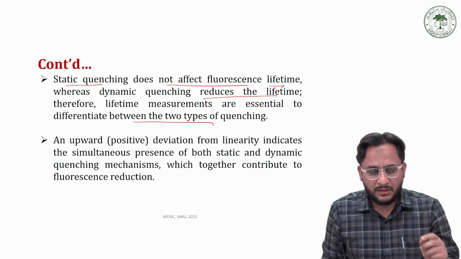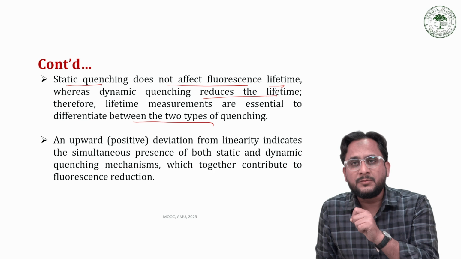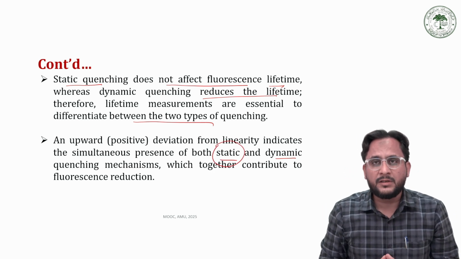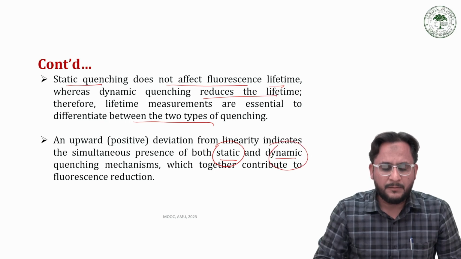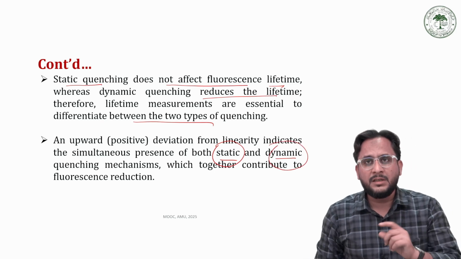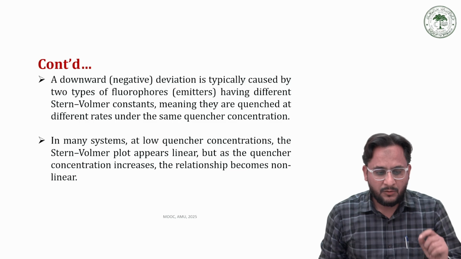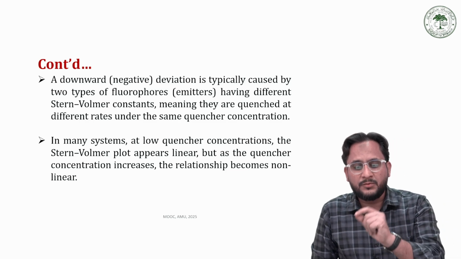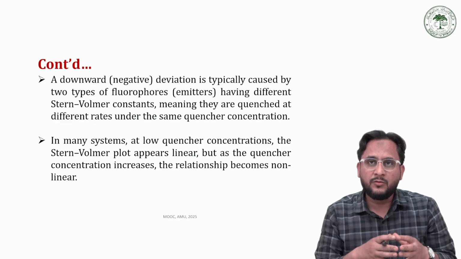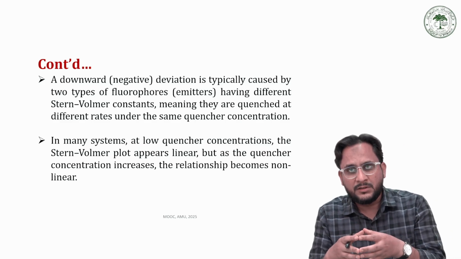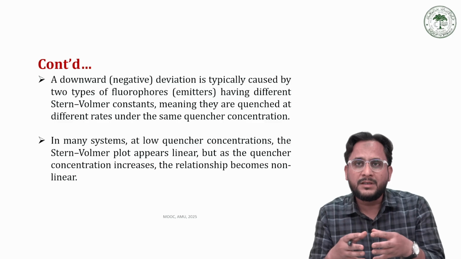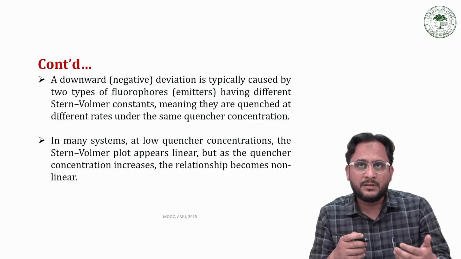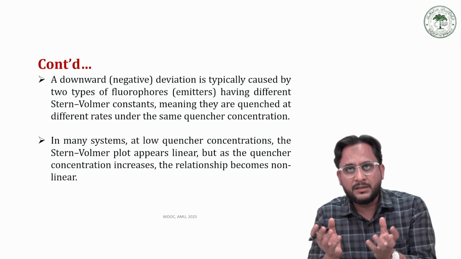The upward deviation is because of the simultaneous presence of both static and dynamic quenching. Although static quenching does not affect much, dynamic quenching affects the linearity because it changes the lifetime. And then a downward deviation exists when we have two types of fluorophore, meaning two types of fluorescence emitters, and those emitters have different Stern-Volmer constants. It creates a complicated phenomenon, as we have two different KSVs, and that creates a downward deviation.